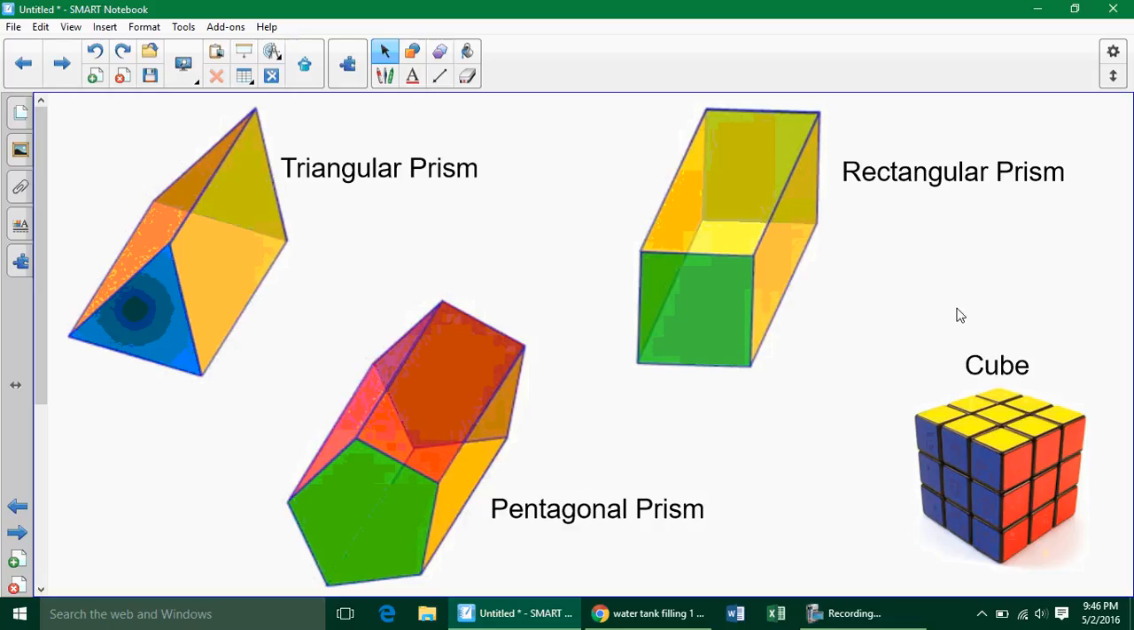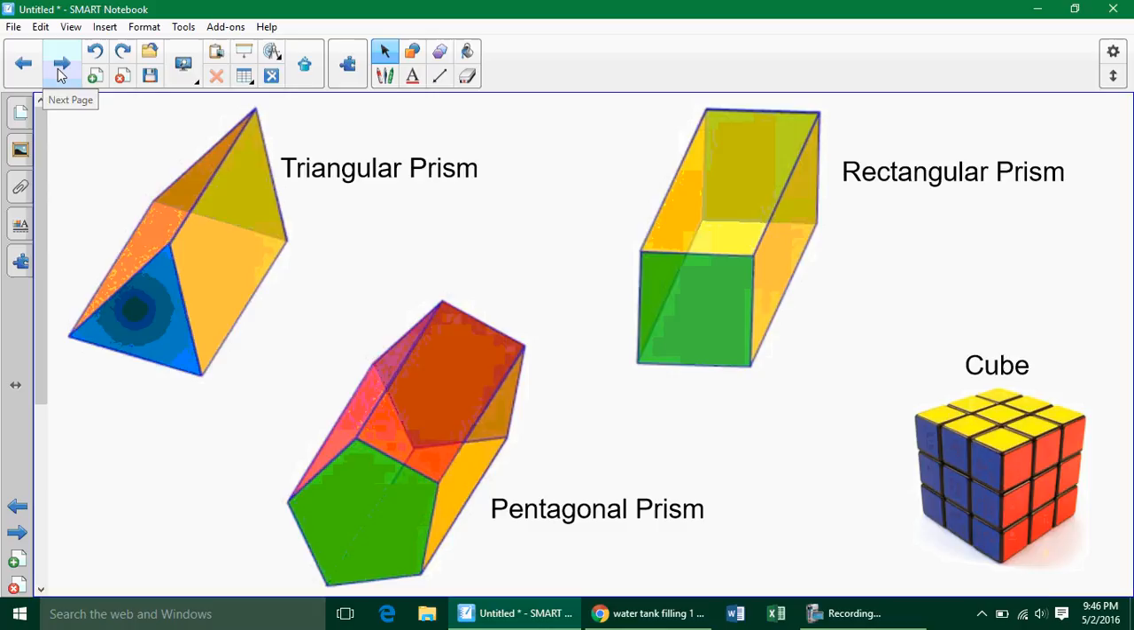Okay, a cube, I included this because a cube is a special type of rectangular prism. It's special because all of its sides are exactly the same. They're congruent, they're equal, however you want to phrase it, but it's still a rectangular prism, okay? Sometimes you'll hear it referred to as a regular rectangular prism. When we use the word regular with geometry, it just means that it's congruent or equal, okay?